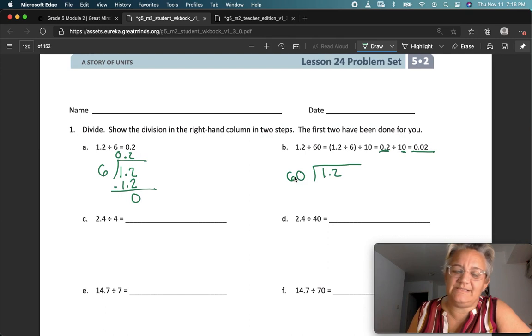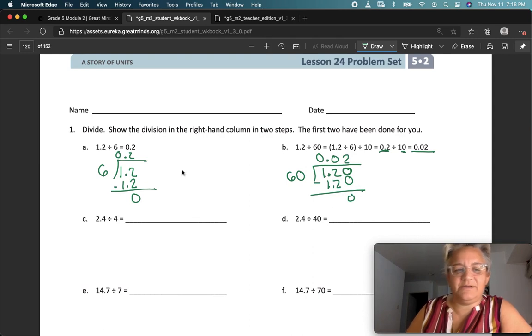Let's see this. So would 60 go into 1? No. Would 60 go into 2? No. Would 60 go into 20/100? Yes, it would. It would go in 2 times. 2 times 0 is 0. 2 times 6 is 12. And we get our 0. Okay? Are you seeing how this and this are the same? We just add some zeros until it makes sense.